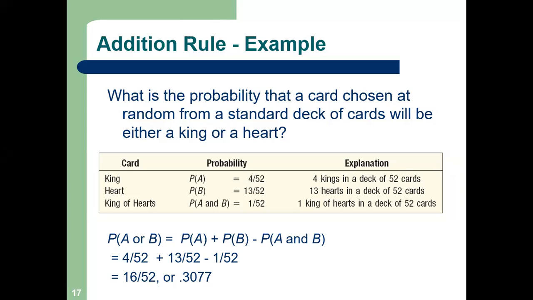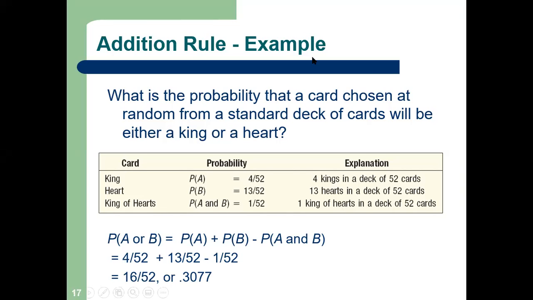And the last one is king of heart, that is happening of A and B at the same time. What is the probability that events A and B will occur at the same time? So there is a king of hearts. There is only one king of hearts. So 1 over 52.